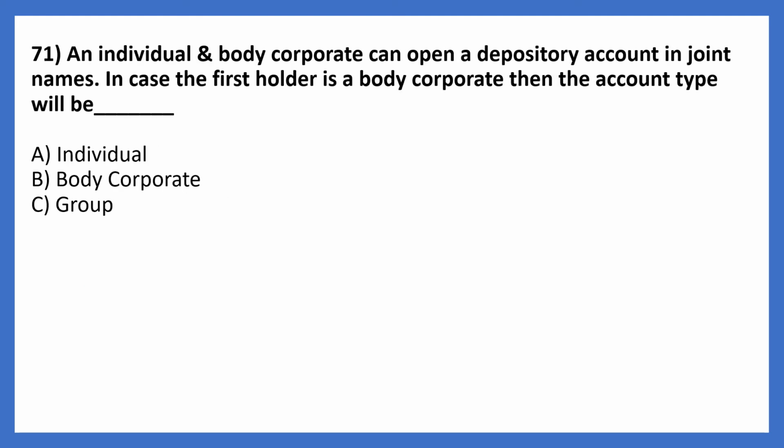An individual and body corporate can open a depository account in joint names. In case the first holder is a body corporate, then the account type will be option A, individual, option B, body corporate, and option C, group. The correct answer is option B, body corporate.